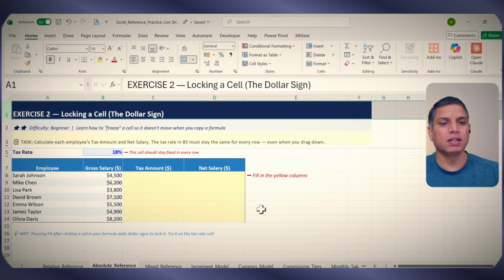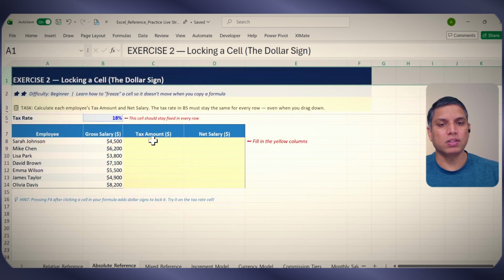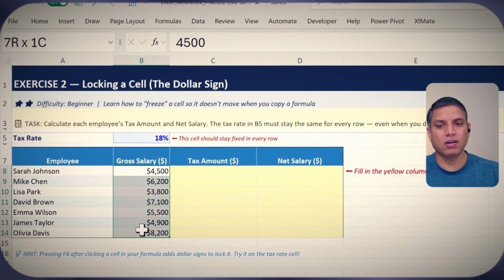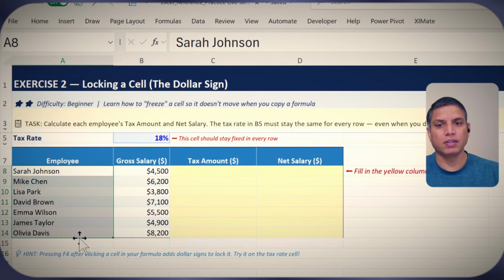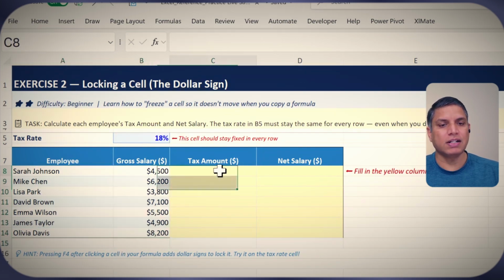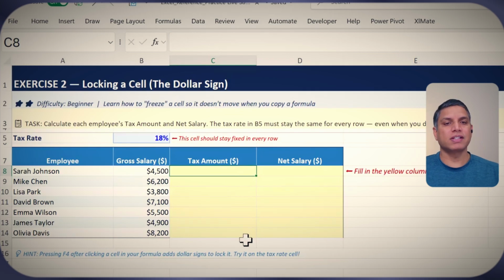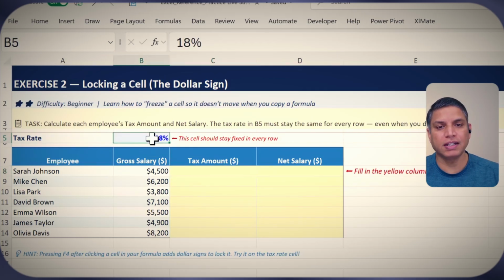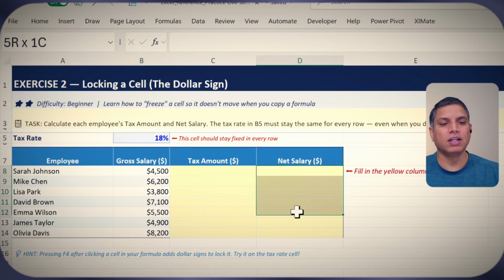In this sheet, we are going to use the salaries of some employees. Now let's assume that whoever is calculating these needs to deduct some tax amount from these salaries, and the rate of tax is 18%.